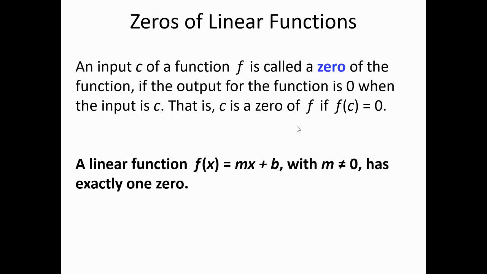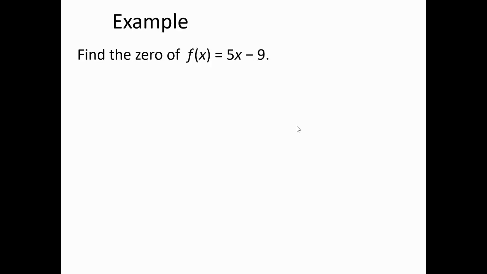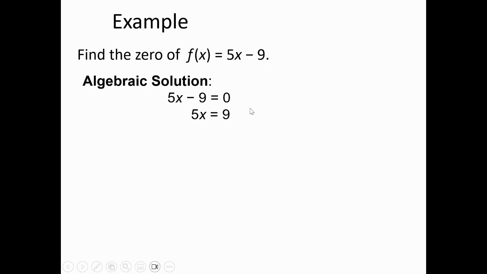An input c of a function f is called a zero of the function if the output for the function is 0 when you put in this value of c. What you're actually doing here is calculating the x-intercept. Find a zero. Well, in place of my f of x, in place of my y value, f of x and y are synonymous, I'm going to substitute in 0 and solve for this. What's the x value when my y value is 0? It's adding 9 to both sides and then dividing through by 5, x is 1 and 8 tenths.